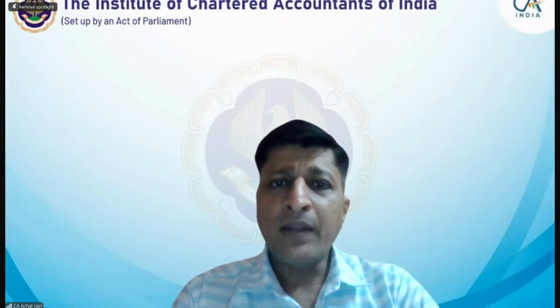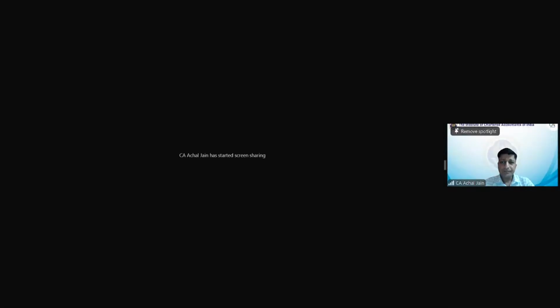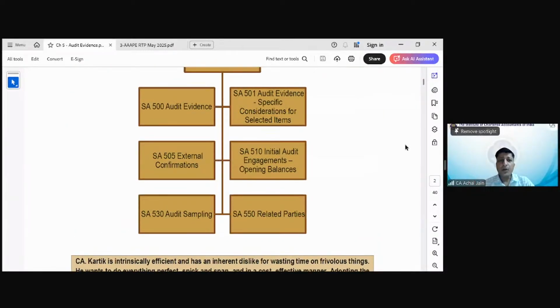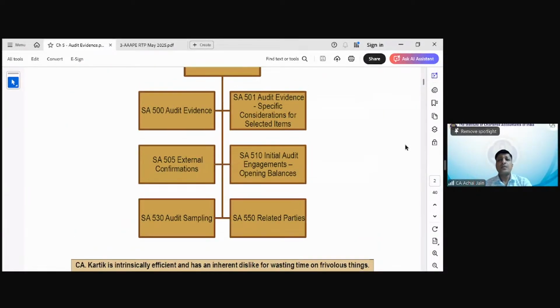Now, let me go back to the same document. There are some specific areas, as we discussed, which this chapter talks about, and some of these specific areas are quite critical as far as audit of financial statements is concerned. So let us discuss audit sampling. I think we have already discussed it briefly, but let's get something more on audit sampling.